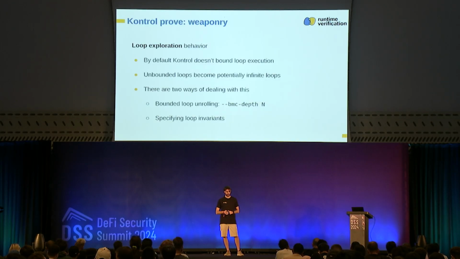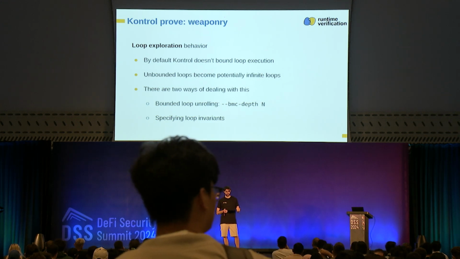We also can change the loop exploration behavior. By default, we don't bound loop execution. This means that if you have an unbounded loop, you can get a potentially infinite execution tree. And the way we handle it, we allow bounded loop reasoning in Kontrol via the BMC depth command, where you specify how many loop unrollings you want. So basically, you will enter a loop, and then you will execute it the number of times you specify, and after that, it will just conclude the proof and give it as passing.